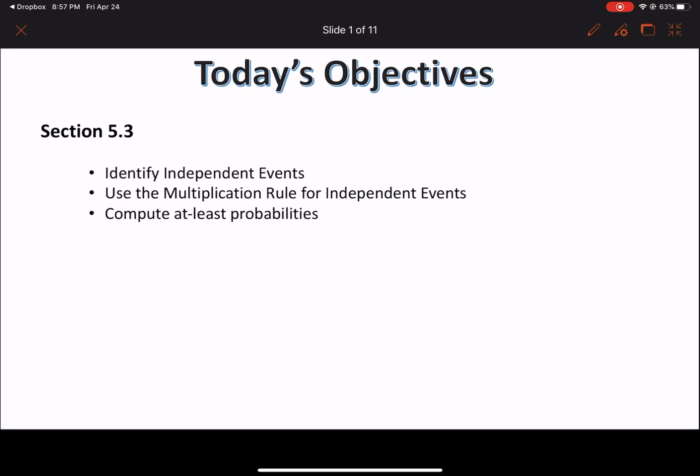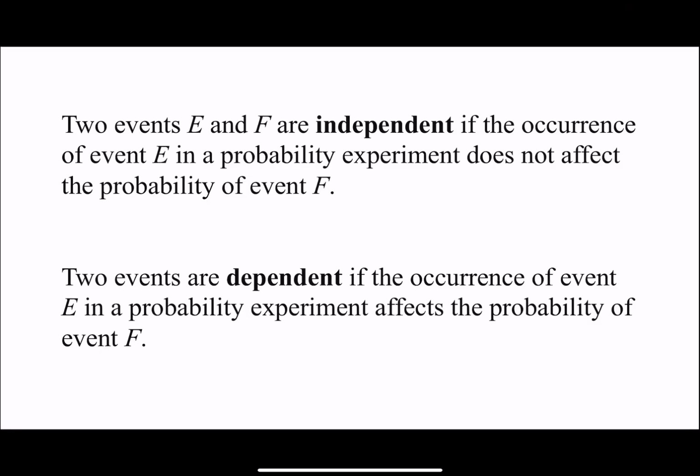So let's get rolling. Two events are independent if the occurrence of event E in a probability experiment does not affect the probability of F. So one thing cannot affect the probability of the other happening or not happening. They can't affect each other at all. Two events are dependent if the occurrence of event E in a probability experiment affects the probability of F in any way.